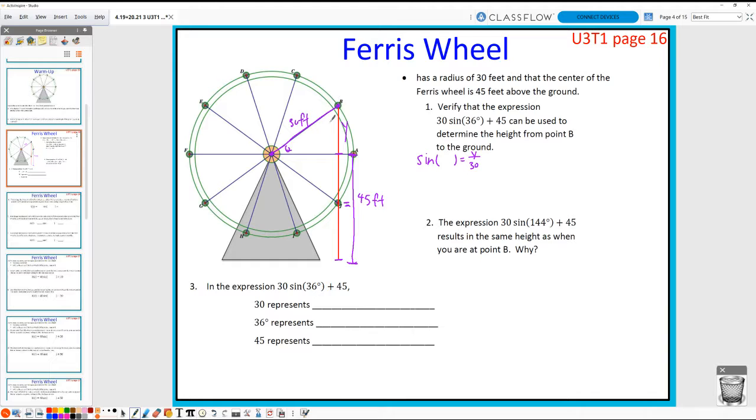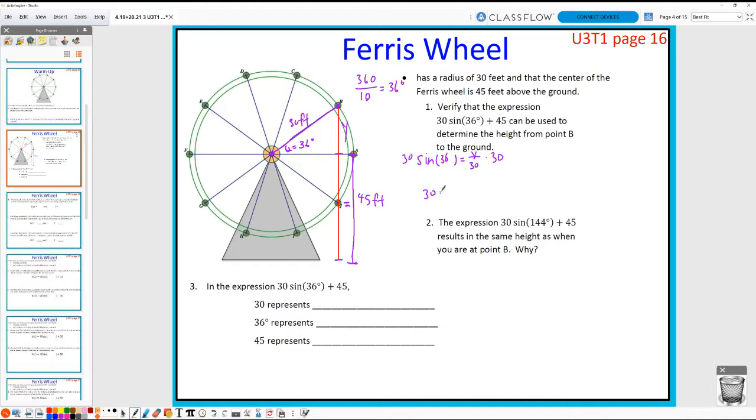And I know that this is broken down into 10 seats. We have 1, 2, 3, 4, 5, 6, 7, 8, 9, 10. So 360 over 10, because there's 360 degrees in a circle, divided evenly by 10, that's 36 degrees. So this theta, this measurement, is 36. And if I multiply 30 on both sides, I'm going to be able to get that y value.